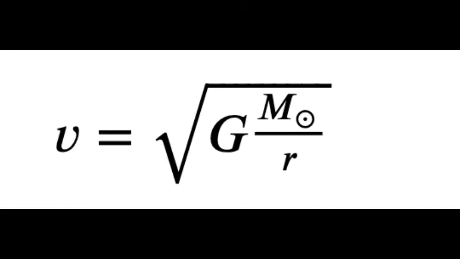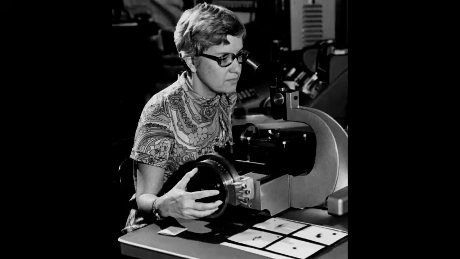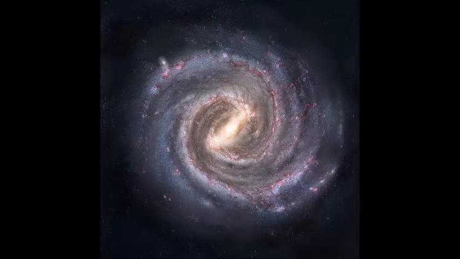If we were to plot the orbital velocity of each planet against its distance from the Sun, we get a graph, or the rotation curve of the solar system, that looks like this. It's a decreasing exponential curve. This means that the time it takes for the Earth to orbit the Sun is 1 year, whereas for Neptune, it's about 160 years. Vera Rubin thought that this should also apply to bigger structures like galaxies.